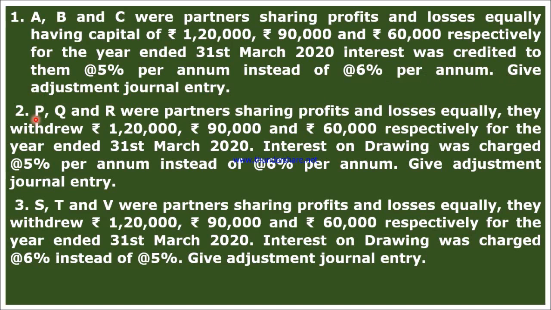Next question it is, P, Q and R were partners sharing profits and losses equally. They withdrew rupees 1,20,000, rupees 90,000 and rupees 60,000 respectively for the year ended 31st March 2020. Interest on drawing was charged at the rate of 5% per annum instead of 6% per annum. Give adjustment journal entry.